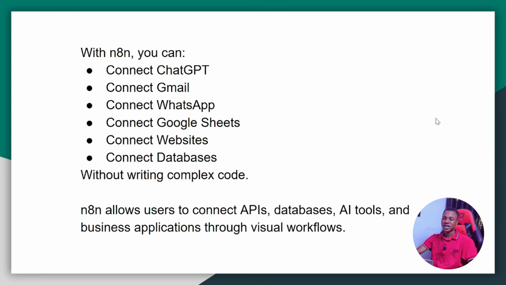So with N8N, you can connect ChatGPT, Gmail, WhatsApp, Google Sheets, websites, and databases without writing complex code. All the tools we are going to be using will be free. Like I said, if you know how to use Zapier, you can also go ahead and use it. N8N allows you to connect APIs, databases, AI tools, and business applications.